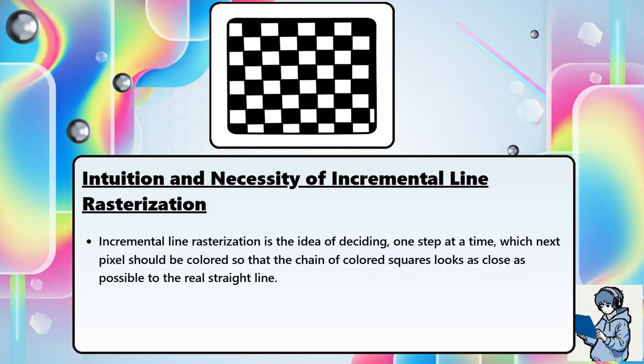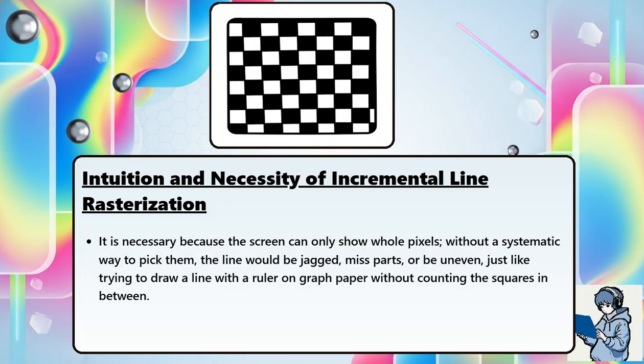Incremental line rasterization is the idea of deciding one step at a time which next pixel should be colored, so that the chain of colored squares looks as close as possible to the real straight line. It is necessary because the screen can only show whole pixels. Without a systematic way to pick them, the line would be jagged, or uneven, just like trying to draw a line with a ruler on graph paper without counting the squares in between.